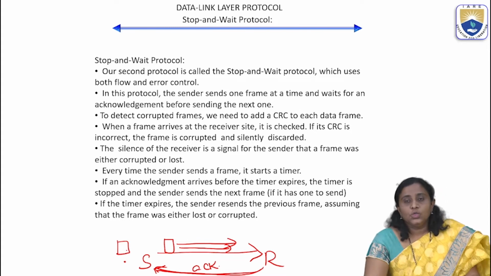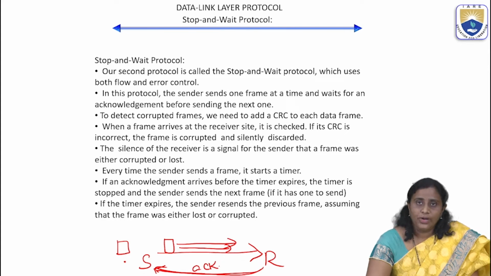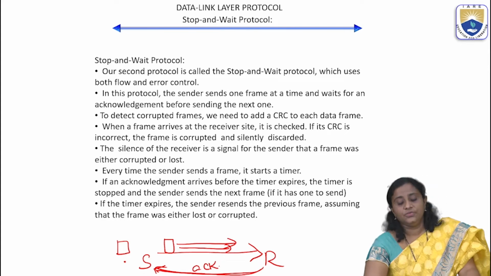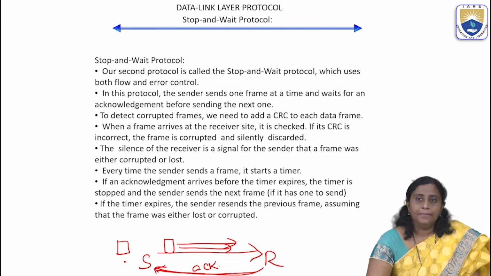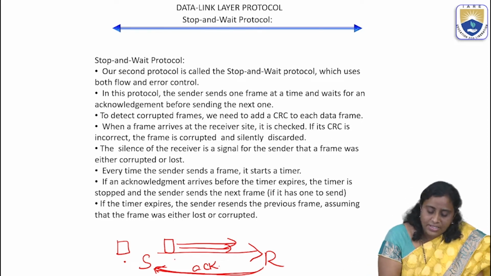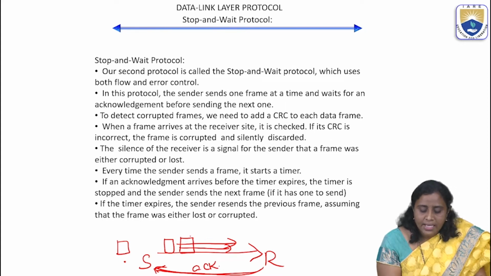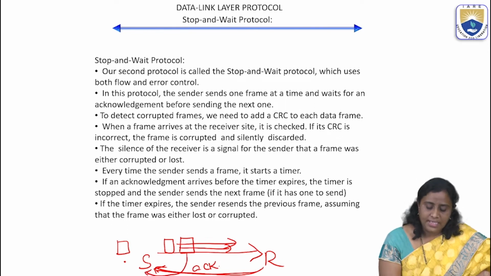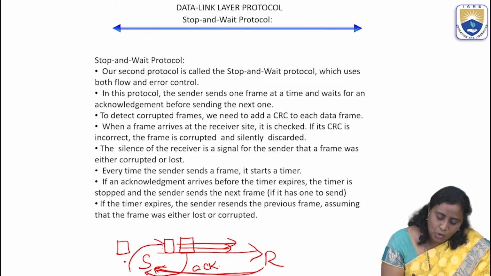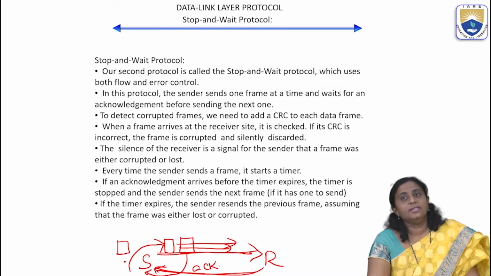And here, to detect corrupted frames, we need to add a CRC to each data frame. When a frame arrives at the receiver side, it is checked. If its CRC is incorrect, the frame is corrupted and silently discarded. Meanwhile, while sending all the frames, if any bit or frame is corrupted or discarded, it is silently discarded, and the sender has to check again and then retransmit it according to the schedule. That is the main concept included under the stop and wait protocol.